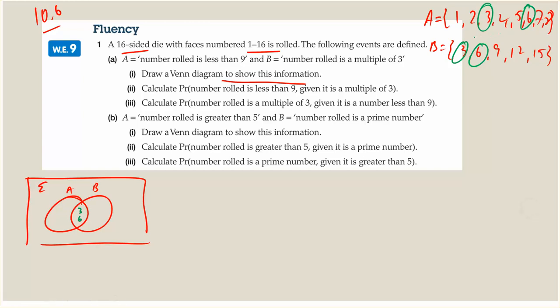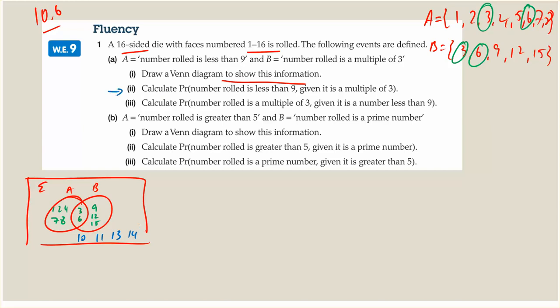Okay, what's left over in A? 1, 2, 4, 7, 8. And B, what's left over? 9, 12, 15. And whatever's left over goes on the outside. So we've got 1, 2, 3, 4, 5, 6, 7, 8, 9, 10, 11, 12, 13, 14, 15. Okay.